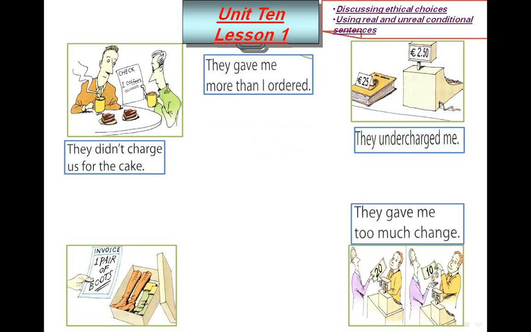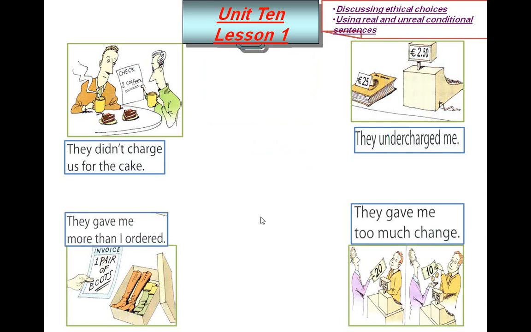But the cashier gave him 12 already and he paid 20. That means he should have taken 8. That's right, very good, not 12. That's why we say they gave me too much change. Instead of taking 8, he took 12. Very good. And the last one, actually, they gave me more than I ordered.